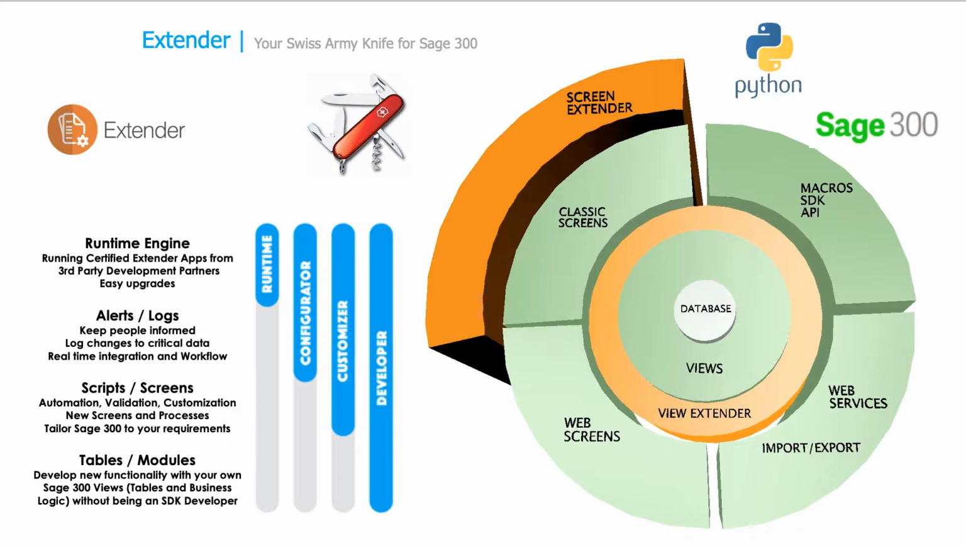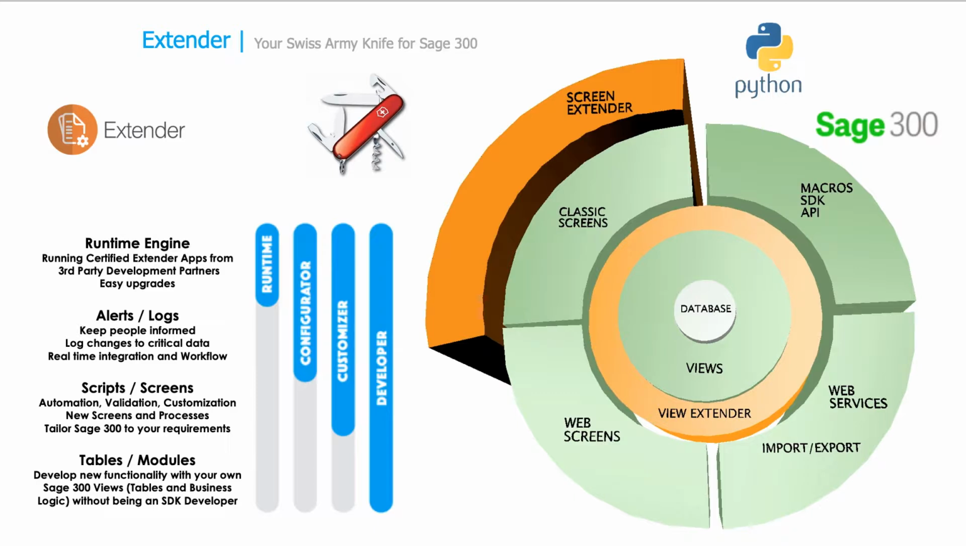Now, what Extender does is it wraps around the views, allowing you to customize the way those views work, the way the business logic works, and also lets you create your own new views. And that we term the view extender component.